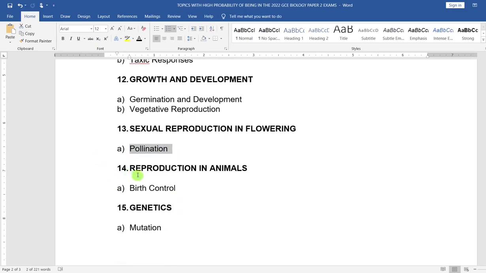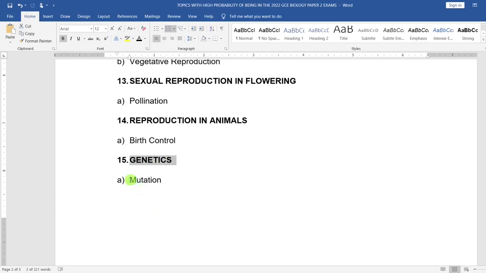Then from here you also have to look at reproduction in animals. Under reproduction in animals, also you need to look at birth control. Of course, here you need to look at reproduction itself. How does it occur? The hormones which influence pregnancy, and then other things like growth of the child and birth. So all those processes, you need to study them. Then from there you need to look at genetics, guys. Under genetics, many questions have come, but I haven't seen a question appearing on mutation. So you need to study also mutation, as also you study other parts of genetics.